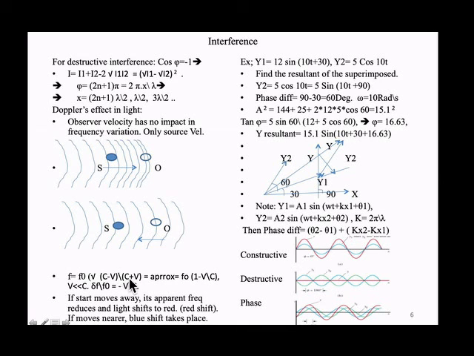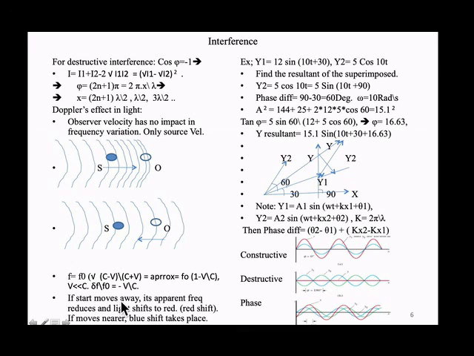If we take it into simplified form, 1 minus v by c, the v square by c square term can be removed because it is negligible, since v is far less than the velocity of light. In that case, f becomes f0 into (1 minus v by c), and the change of frequency is f0 into minus v by c.